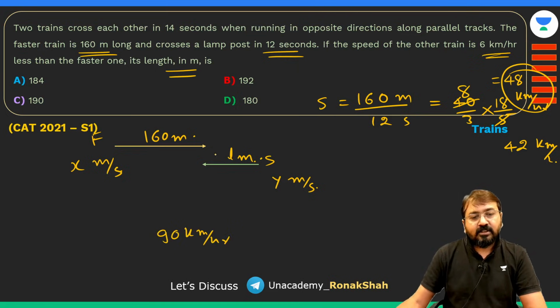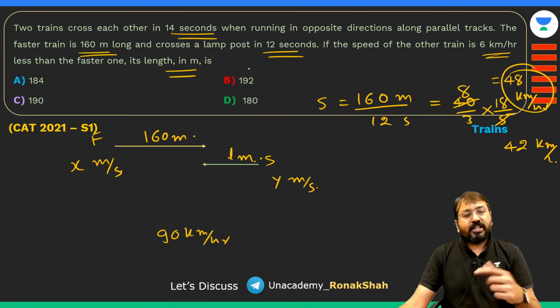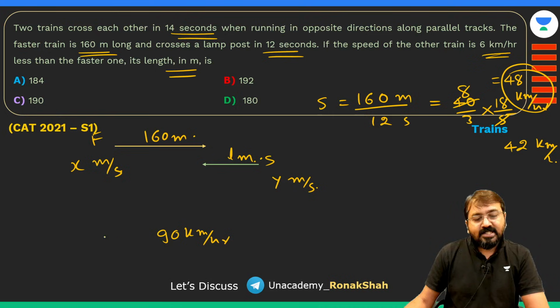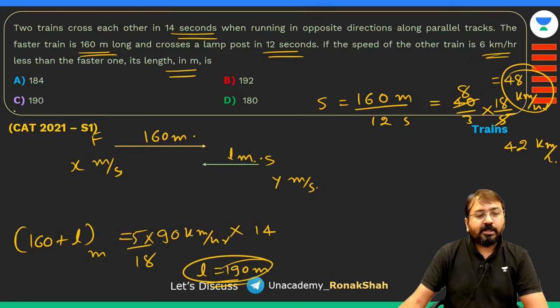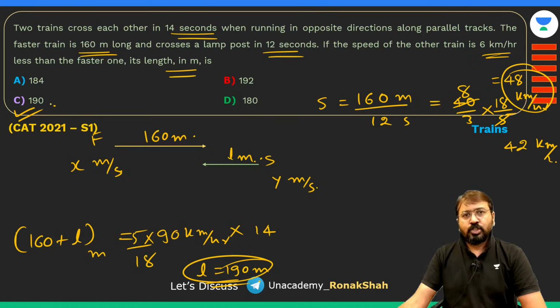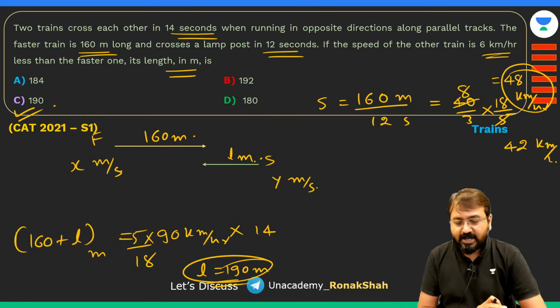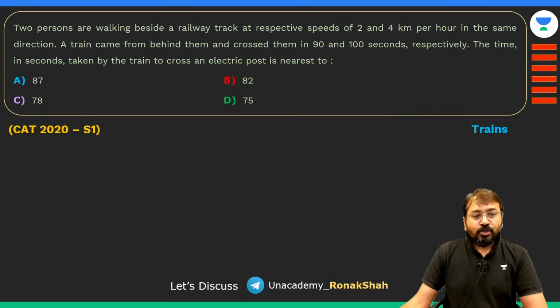And it takes 14 seconds for both the trains to cross each other. So can I say they travel this total distance of 160 plus L meter at this speed in how much time? 14 seconds time. The only thing is you will have to further multiply this by 5 by 18. So you'll get value of L as 190 meter. Just solve this and you will get 190 meter as the length of the second train. So this was once again an easy question, right? Let's look at some boards question, guys. Okay, this is another question.